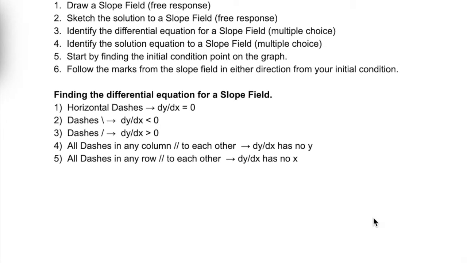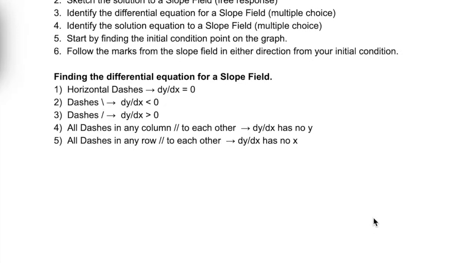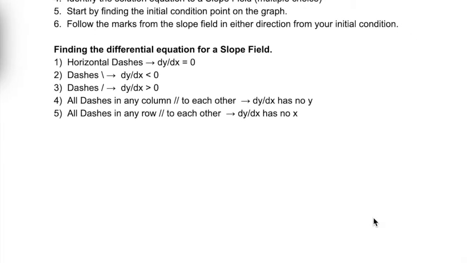AP usually approaches slope fields in 4 ways. The first one is to draw a slope field. Second one is to sketch a solution. Third one is to identify the differential equation. The fourth is to identify the solution equation. To sketch a solution, you want to start by finding the initial condition point on the graph. And then follow the marks from the slope field in either direction from your initial condition.